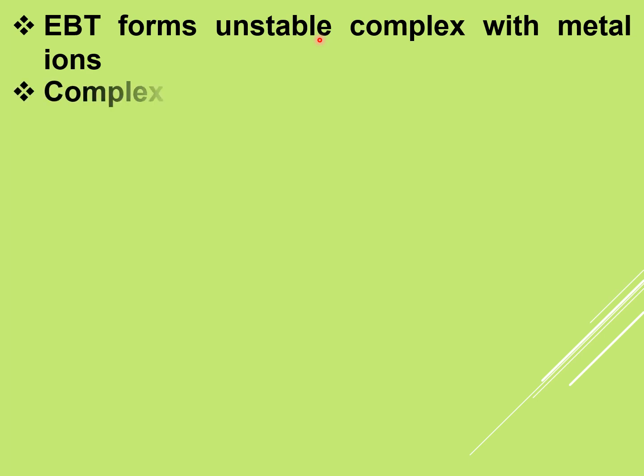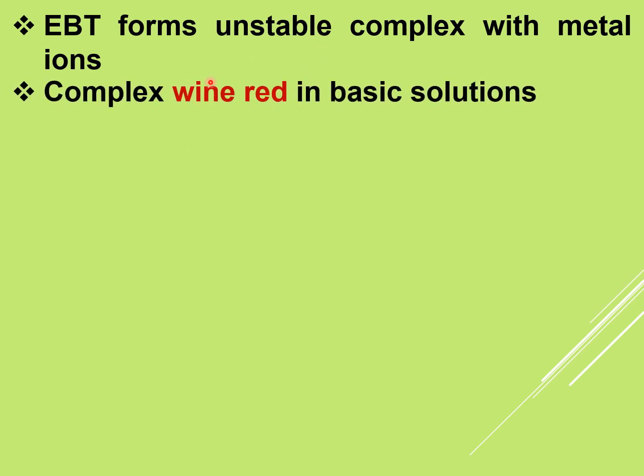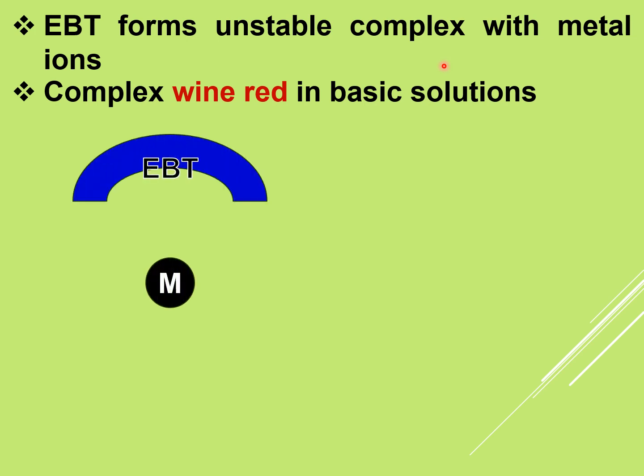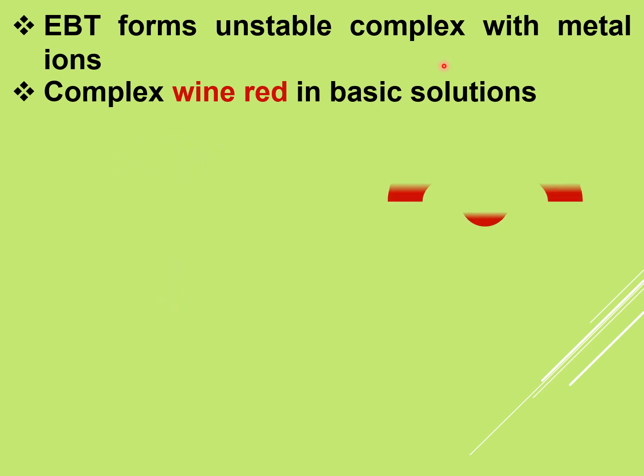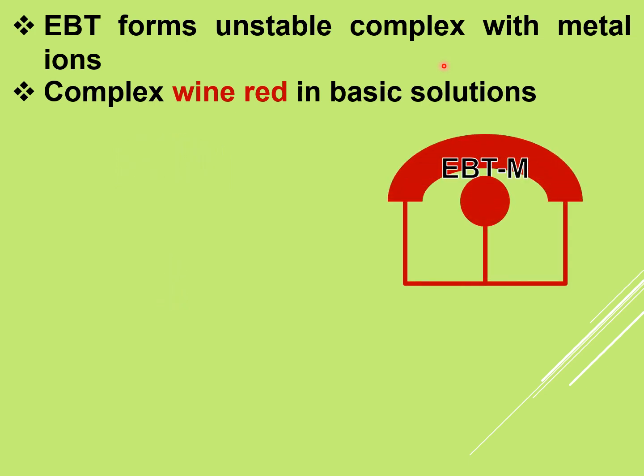And when EBT forms a complex, the color of that complex is wine red in basic solutions. Now, let us see what happens. You have this EBT, you have the metal ion. Once you add the EBT to the hard water solution, the metal forms a complex with the EBT, and that is wine red in color.